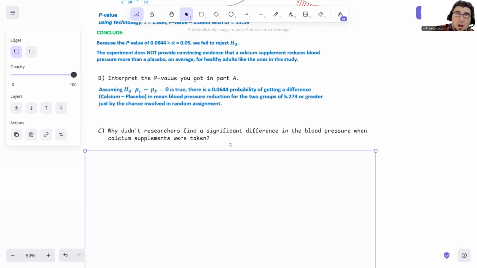Now, if you had larger groups and they showed a similar difference in mean blood pressure reduction, that would probably indicate that calcium has a significant effect. So if you have larger groups and you ended up with the same sample mean difference, it might show to be a statistically significant result. If that is actually the case, then the researchers in the experiment made a type 2 error. They did not find convincing evidence for the alternative when it's actually true.